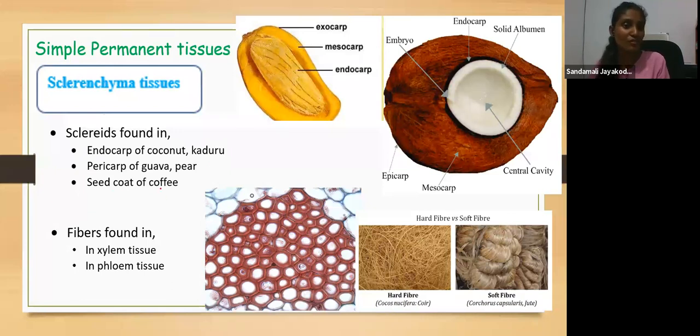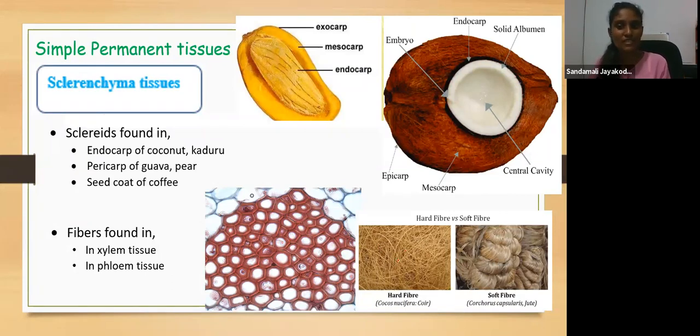And then the seed coat of coffee. It's very thick. That thickness is given by sclerenchyma tissue, that is sclerates. And then the second type, fibers. They can mainly be found in xylem tissue and phloem tissue. Xylem fibers and phloem fibers are the fibers present in those tissues. Here you can see these brown colored polygonal shaped cells with thick walls are the fibers.